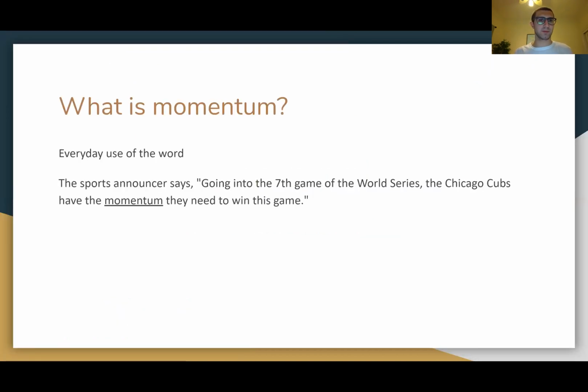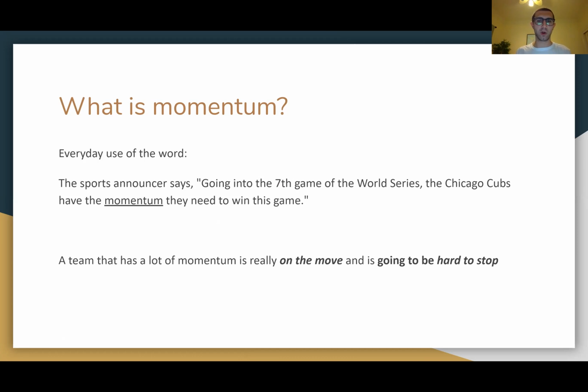Well, what is momentum? The everyday use of the word, right? You guys have heard this term before, and it's a lot of times used in a sports context. So I have this analogy right here saying, going into the 7th game of the World Series, the Chicago Cubs have the momentum they need to win this game. So what does it mean if a team has momentum? Well, it means that they're on the move and they're going to be hard to stop or something like that.